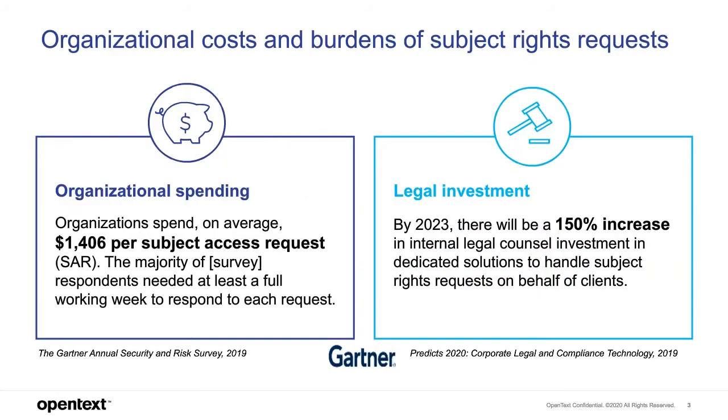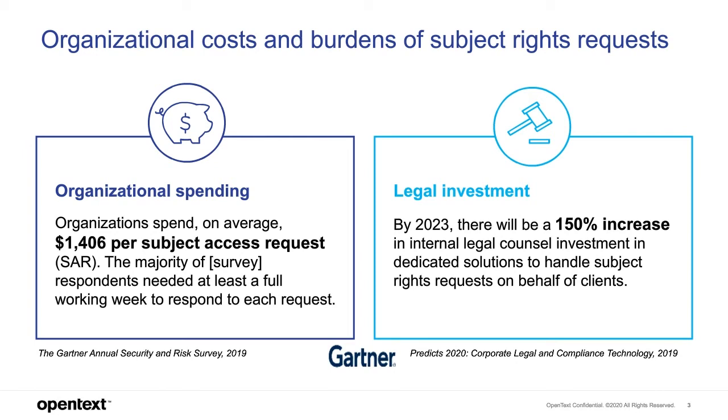Before I wrap it up, I just want to spend a few more minutes talking about organizational costs and burdens associated with responding to access requests, in addition to statutory or regulatory penalties. If you look at this chart here, according to Gartner, organizations are spending on average a little over $1,400 US per subject access request, and it takes at least a full working week to respond to each of them.